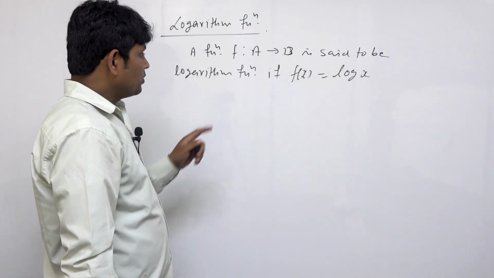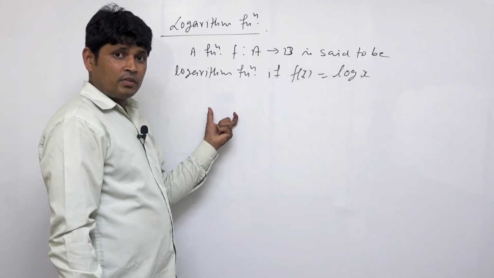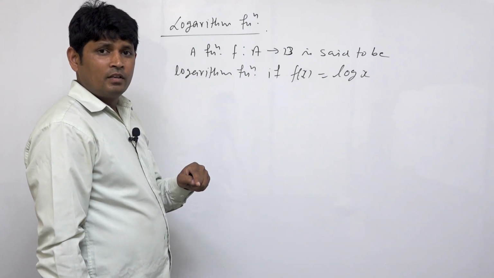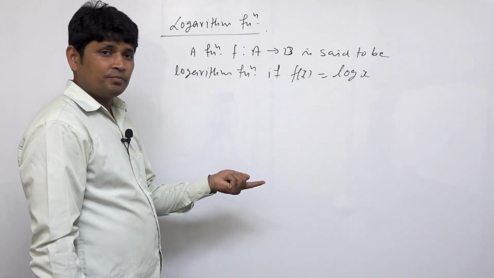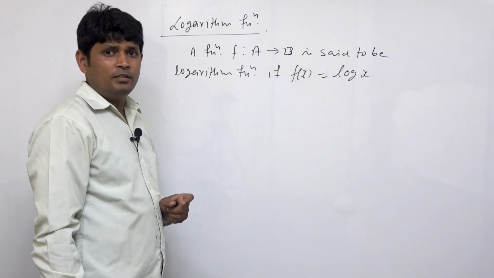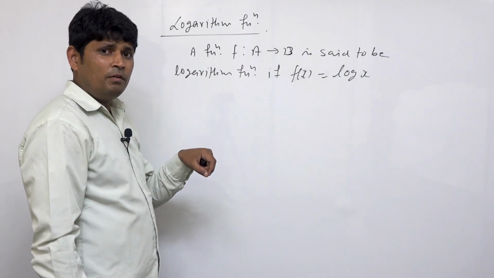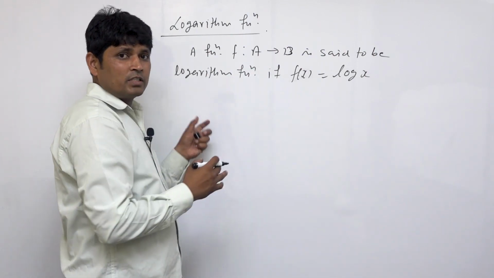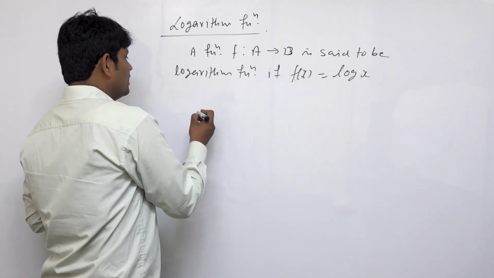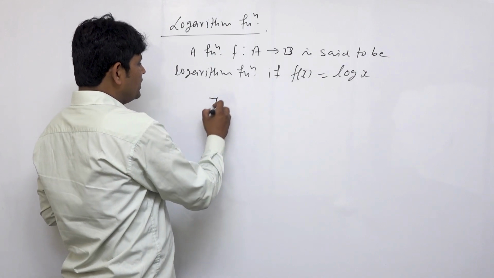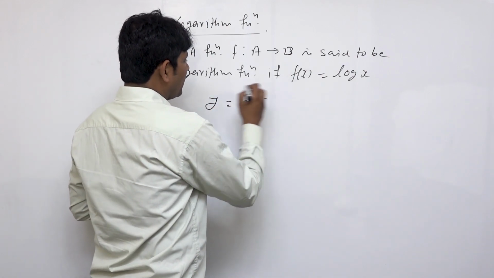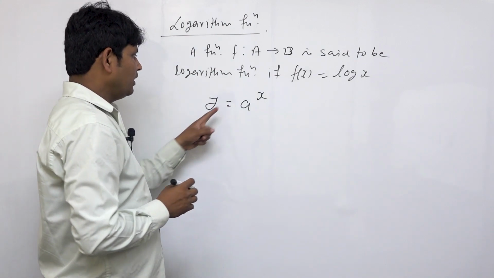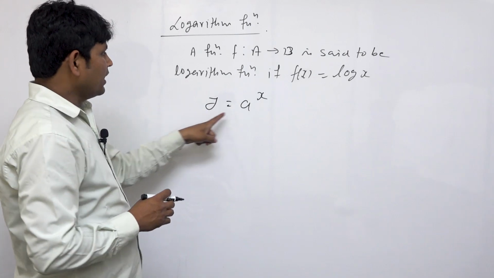Now, how the logarithm function comes, that we have to understand here. It comes from the exponential function, because the logarithm function is the inverse function of the exponential function. So let's see how to convert. We have to know the conversion. Suppose there is y is equal to a to the power x. So this is an exponential function.